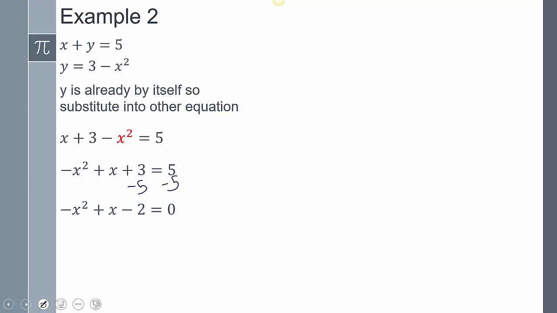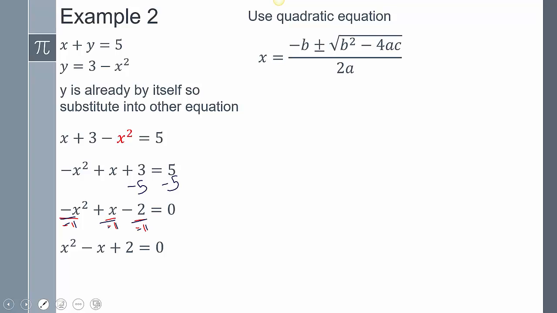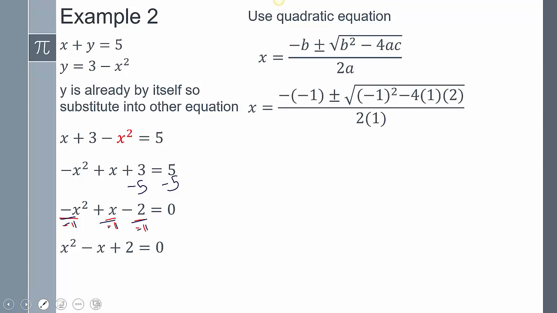And that's how I get the negative 2. And then divide everything by a negative. That's how I'm going to get x squared minus x plus 2 equals 0. In this case, you can try and factor it. It's not going to factor, so we're going to have to use the quadratic equation. Plugging everything into the quadratic equation, I'm going to get x equals 1/2 plus or minus the square root of 7 over 2 i.